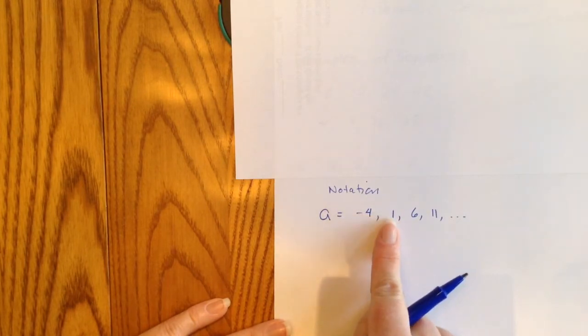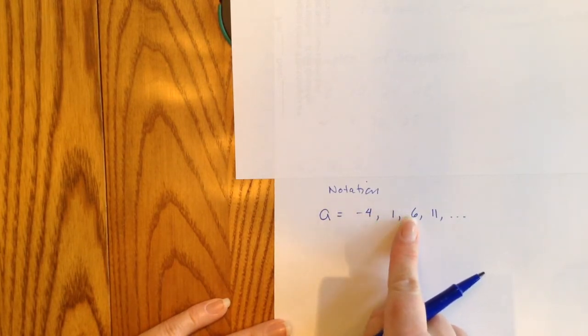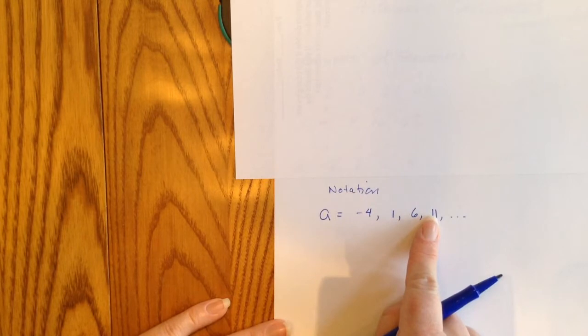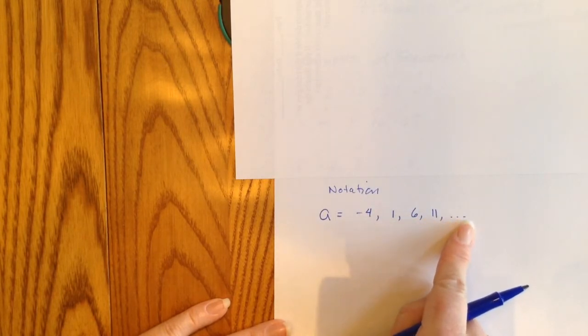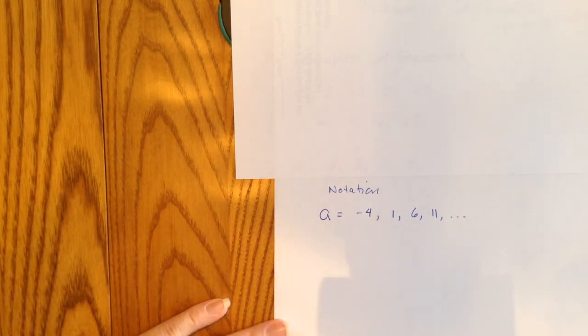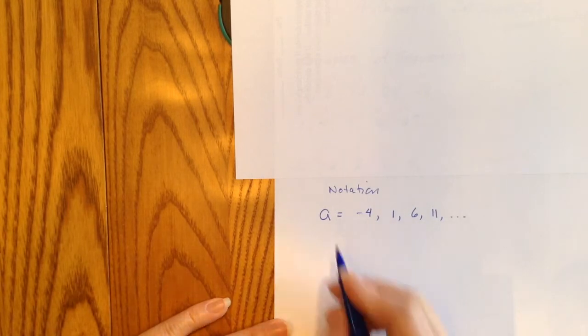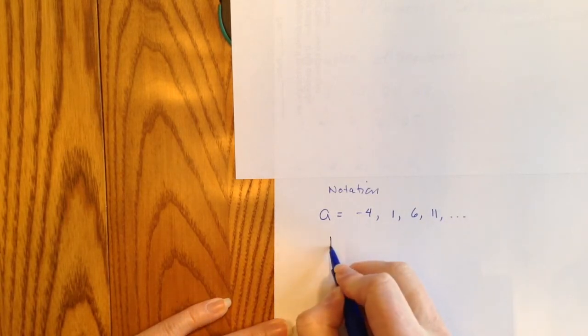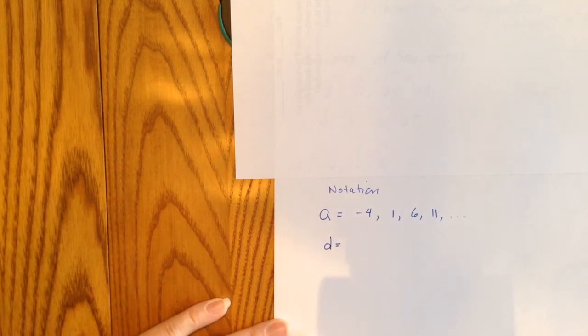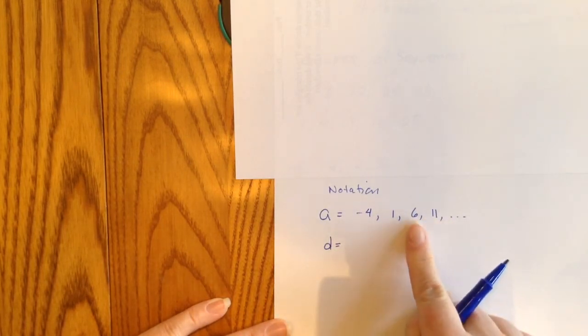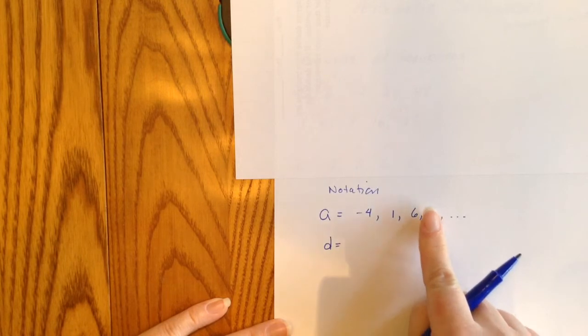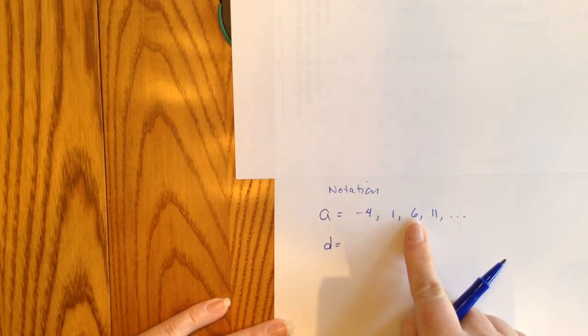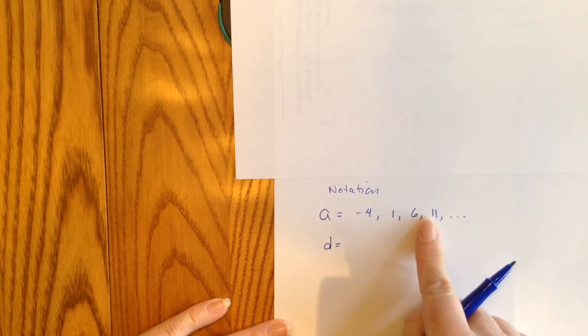-4 plus 5 equals 1. 1 plus 5 equals 6. 6 plus 5 equals 11. And so on and so on and so on. So this is arithmetic, let's be clear. Because it is arithmetic, we have a common difference. It's called the common difference because if you subtract two terms, the second one subtracting the first one, out pops the common difference. We're adding 5 each time.